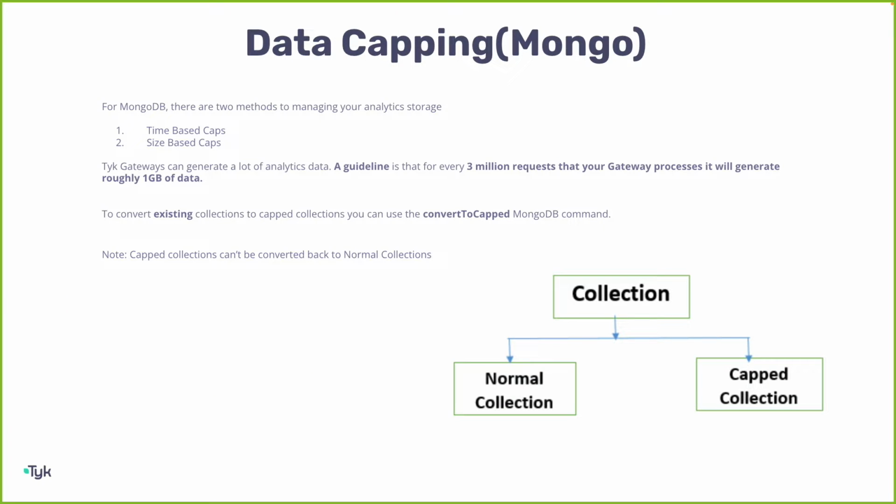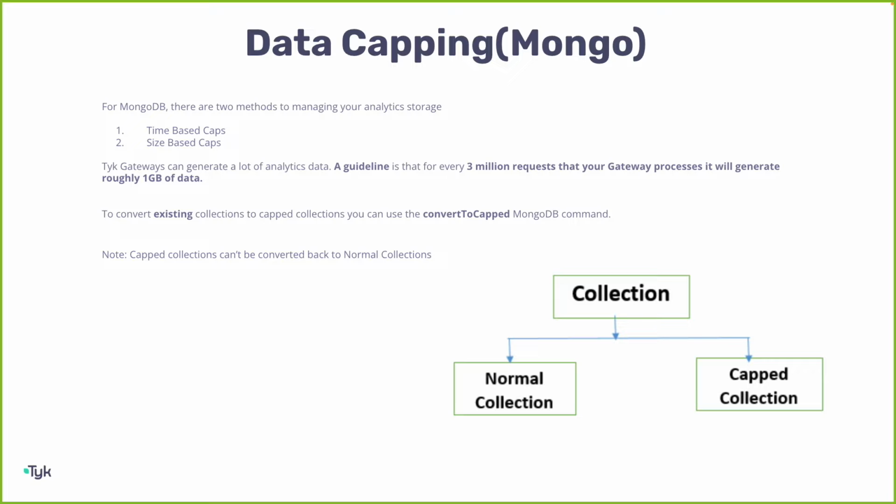Alright, so now we're moving into data capping with Mongo. For MongoDB itself, there are two methods currently written in our documentation to manage your analytics storage. So why do we need to manage your storage? The gateway generates a lot of analytics data, and a guideline is that for every 3 million requests your gateway processes, it will generate roughly 1 gigabyte of data.